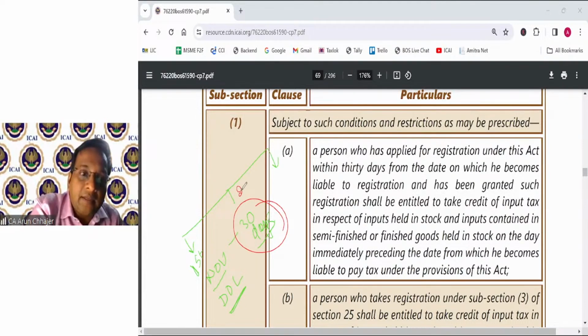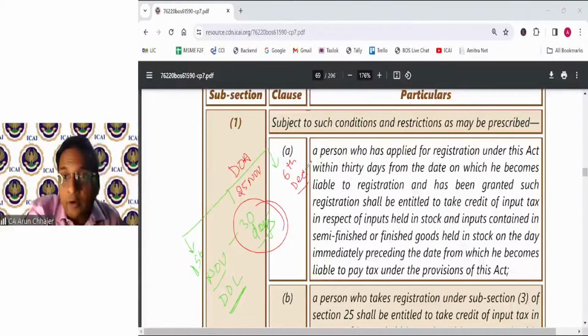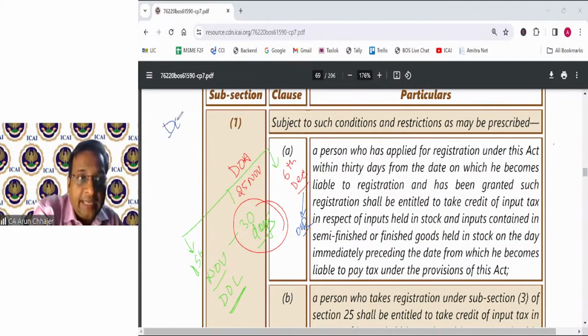Let's say I have applied for the registration on 25th November. So it is the date of application. Let's say the certificate has been granted on 6th of December. This is my base on which I will explain clause A and clause B. So 6th December is my date of registration. So I've used 3 terms: date of liability, date of application, and date of registration.